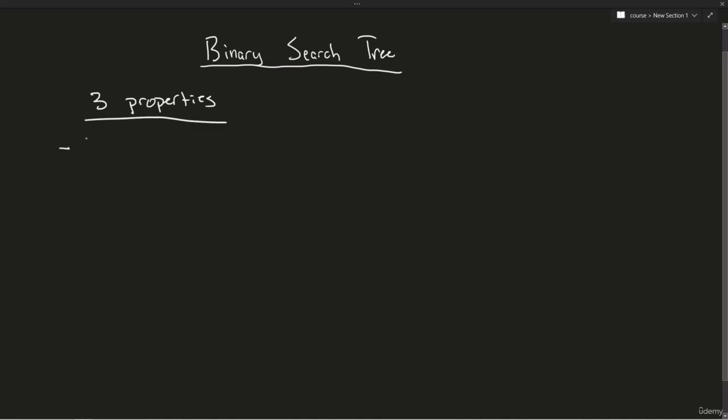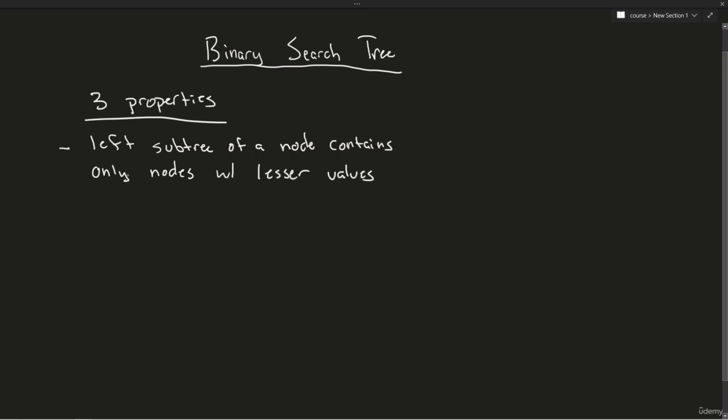The first property is the left subtree of a node contains only nodes with lesser values than the node's key.